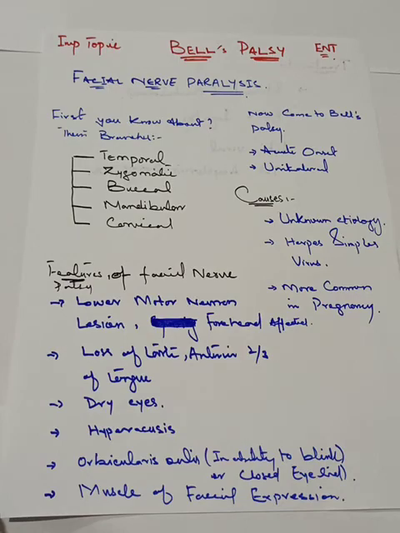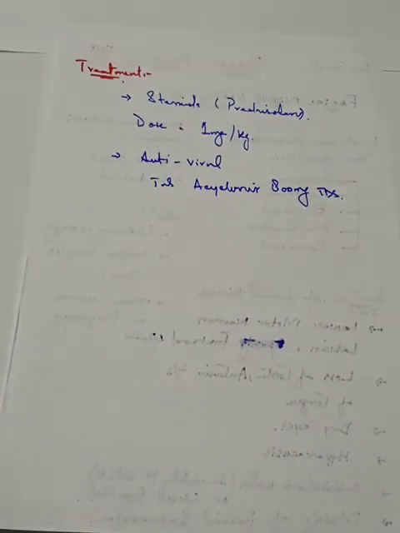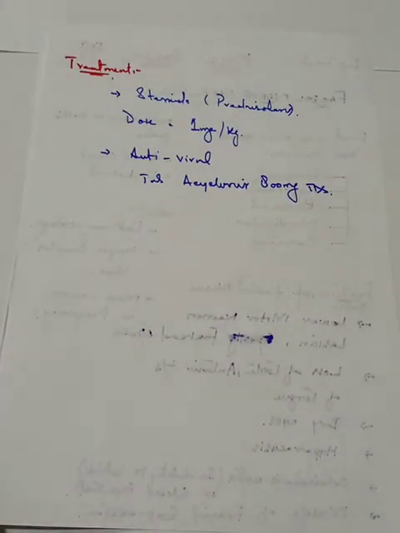I have to also discuss their treatment. In most examinations they do not ask the treatment plan, but I will discuss it. Steroid is the mainstay of the treatment, with prednisolone dose of 1 mg per kg, and an antiviral is started, like acyclovir 800 mg TDS given to the patient. And the most important point is that the prognosis is very good. Patients improve in all these symptoms, so the prognosis regarding Bell's palsy is very good.